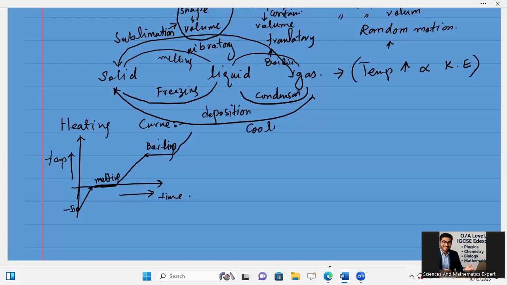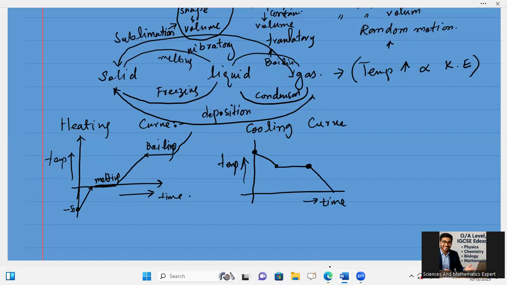The cooling curve is just the reciprocal of this. For example, you have vapors at the highest temperature, and here is the time taken, and you are decreasing the temperature. Then it reaches its boiling point and converts into the liquid state, and then you decrease it again until it reaches its melting point, like water, and again a change of state happens. After that, the temperature decreases while it is solid.